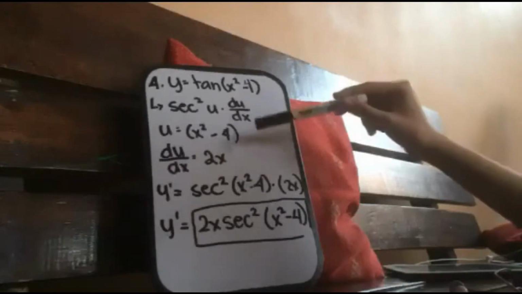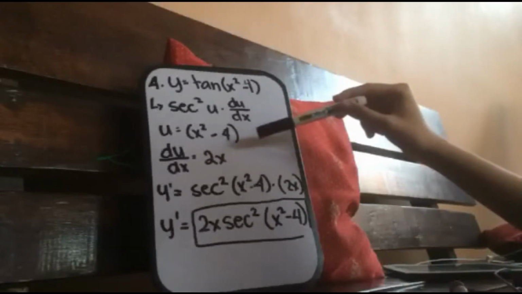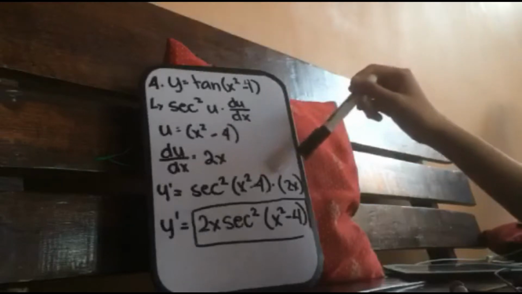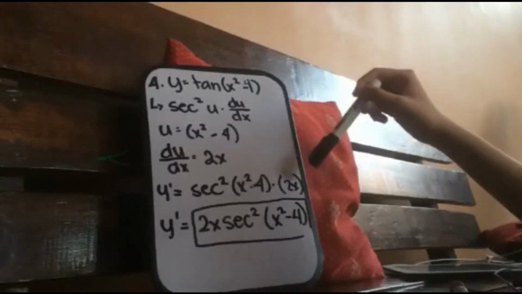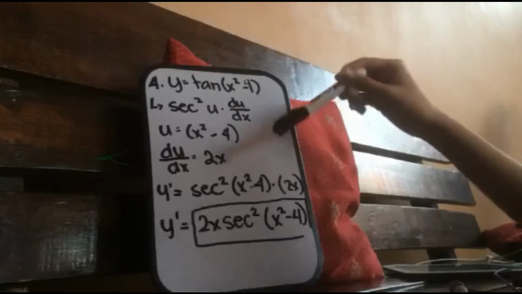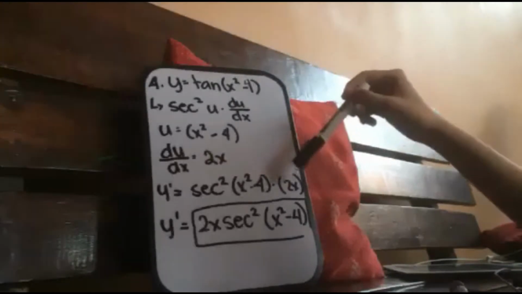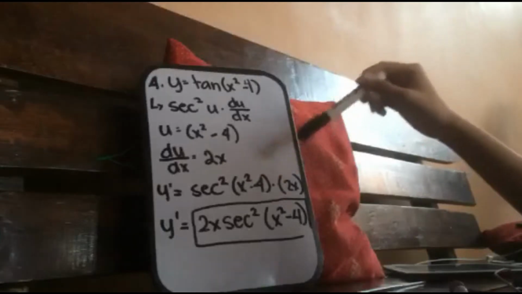So, pag na-substitute na natin yung value, makukuha natin yung answer na secant squared of x squared minus 4 times 2x. So, after nyan, pag nakuha na natin to, i-simplify na lang natin siya.